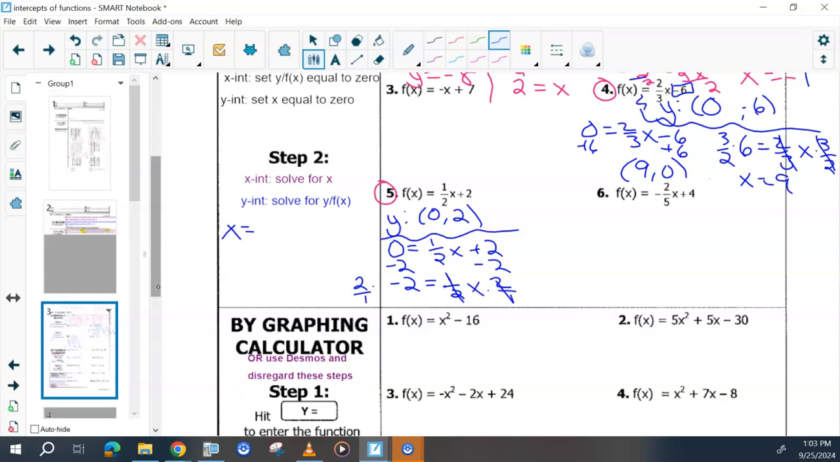You still need your calculator, so I would go this. Okay. What did you get? 4, but negative 1.